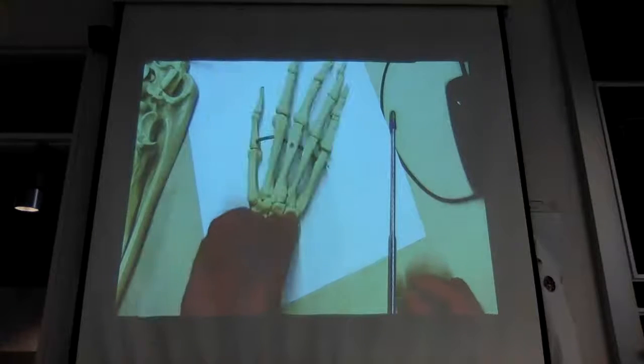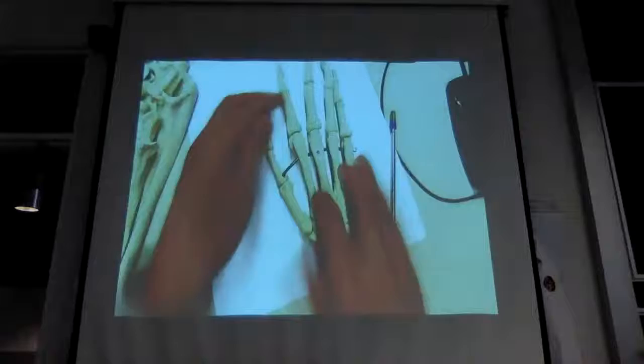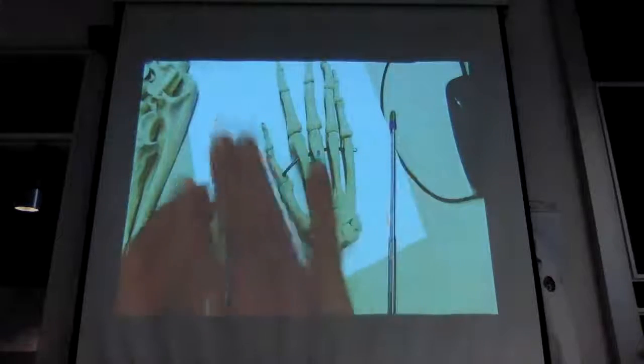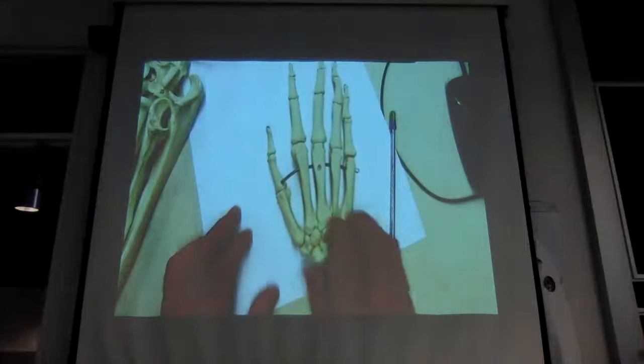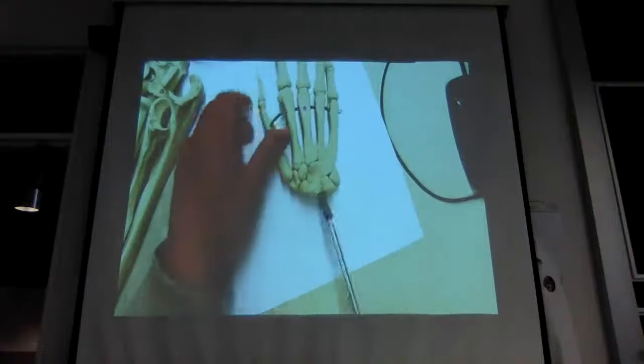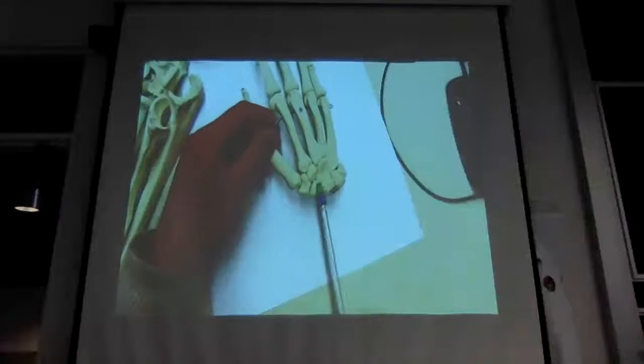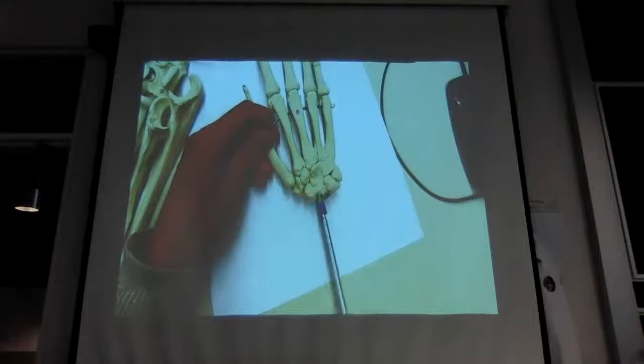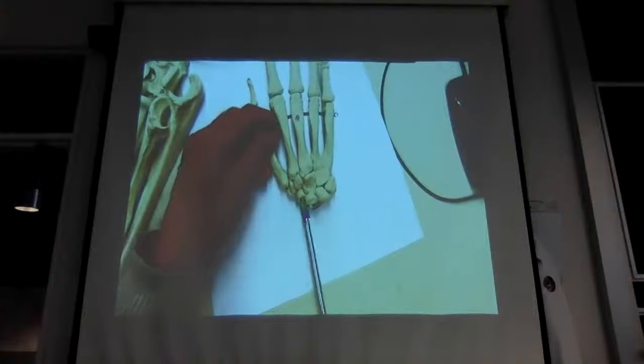Just to remind you, if it's curved, if it's concave down, that's the palmar side. This is the palmar side. So this is the right hand. This large bone here, that is the scaphoid. So we're starting our mnemonic here.